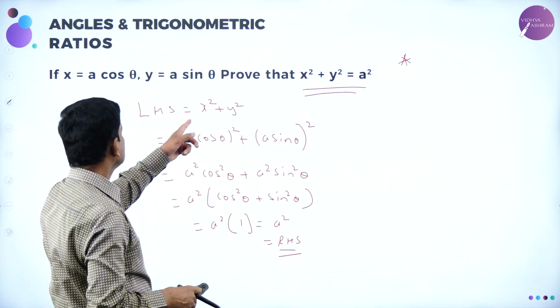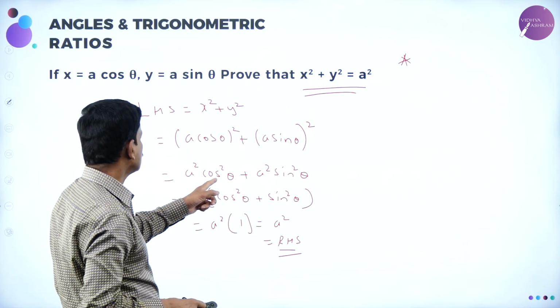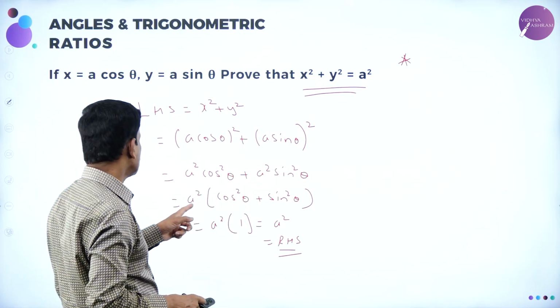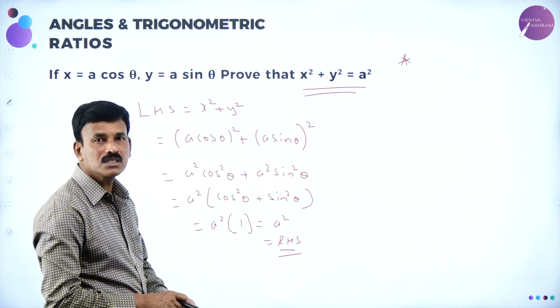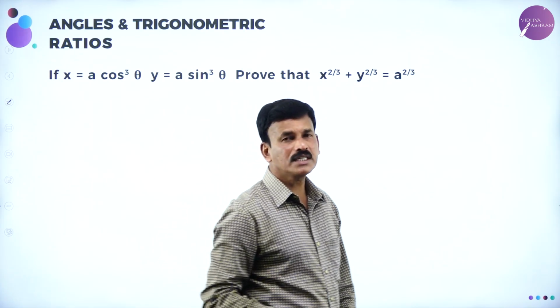Very simple. Just put x is equal to a cos theta whole square, y is equal to a sin theta whole square, a square cos square plus a square sin square, a square common factor. Cos square plus sin square is 1, into a square is a square. Now move on to the next problem, a similar type problem.